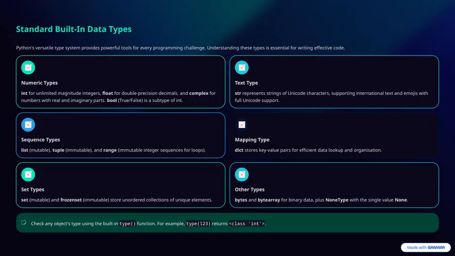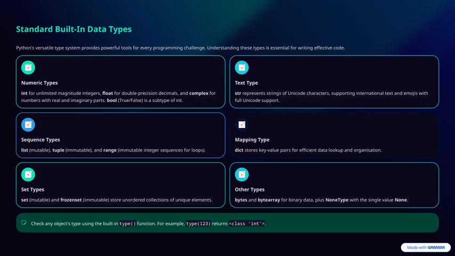For mappings, we have dict, which stores key-value pairs. This makes data lookup and organization very efficient, an essential feature for many applications. Set types include set, which is mutable, and frozenset, which is immutable. Both store unordered collections of unique elements. This is useful for operations like membership testing and eliminating duplicates.